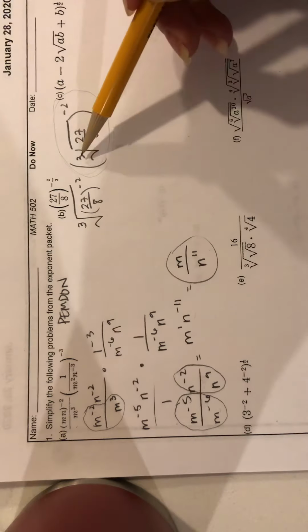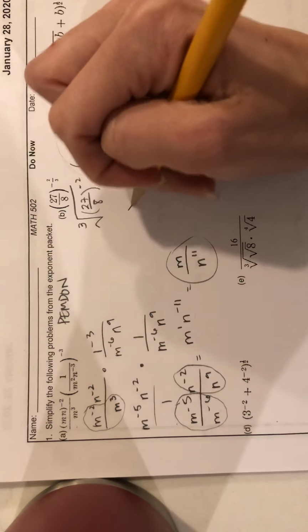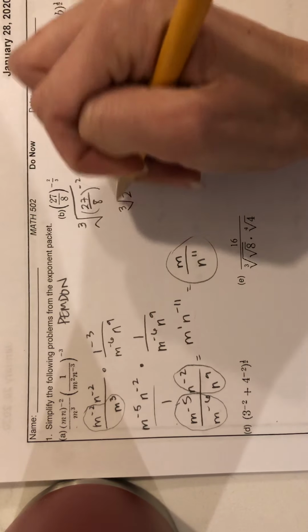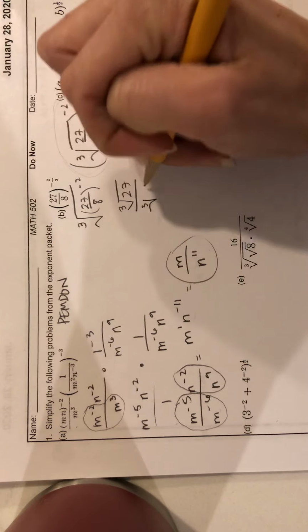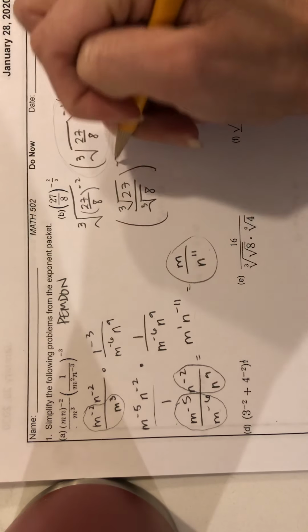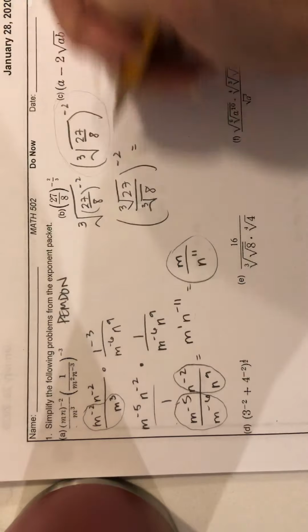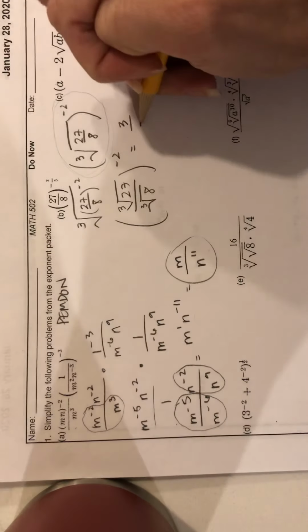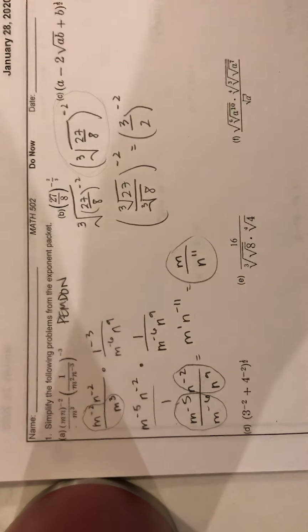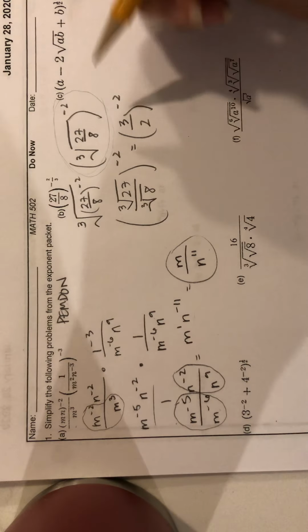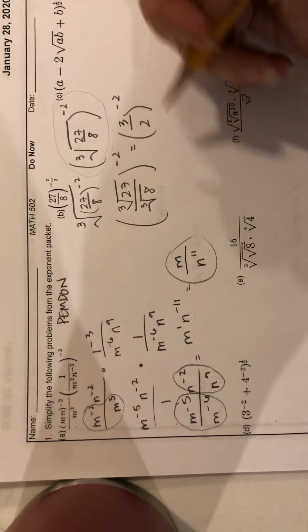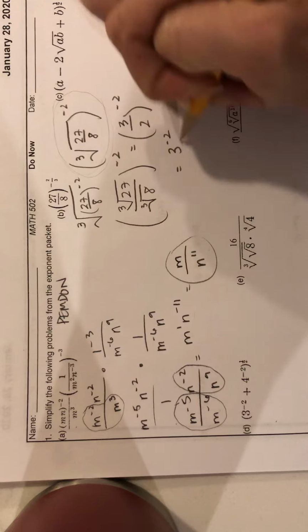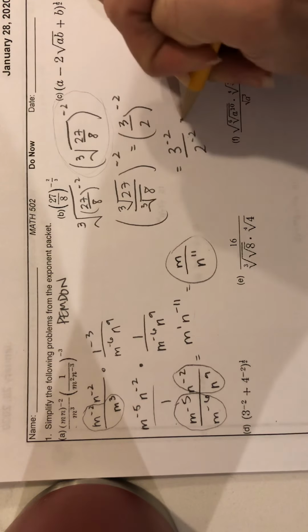So let's do it. Take the cube root of 27 and the cube root of 8. So the cube root of 27, the cube root of 8, and I will raise the result to the negative 2. Well, the cube root of 27 is 3, the cube root of 8 is 2, and I'm going to raise that all to the power of negative 2. I can apply the power to both numerator and denominator. This becomes 3 to the negative 2 over 2 to the negative 2.